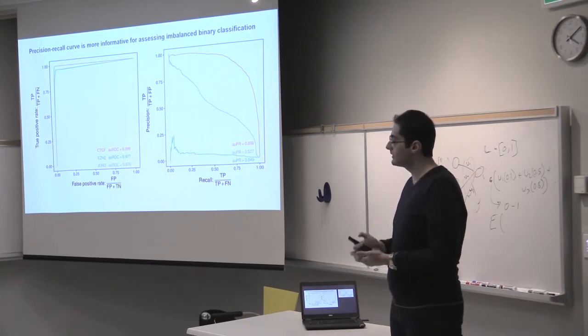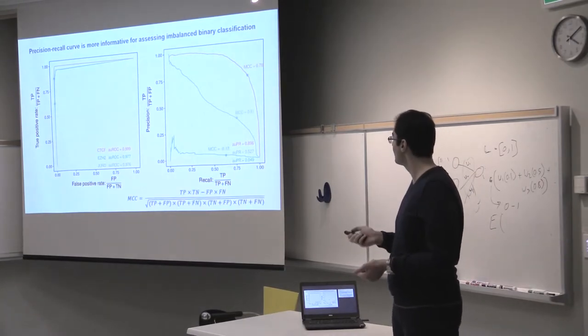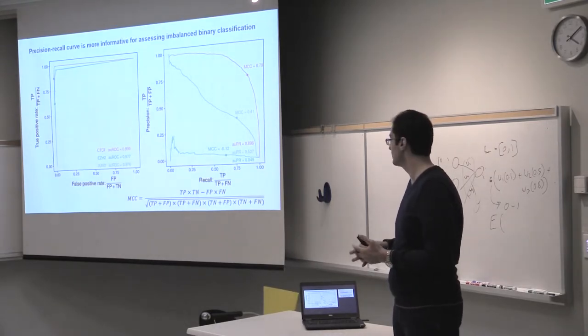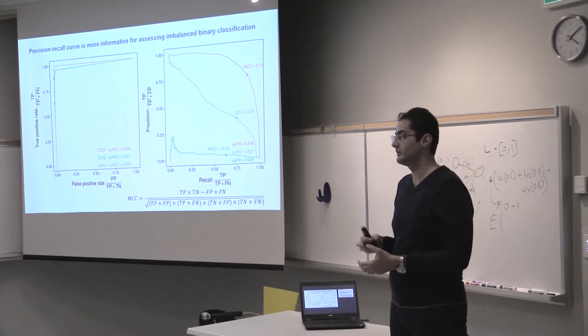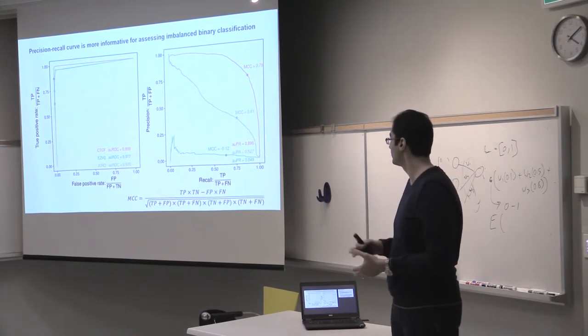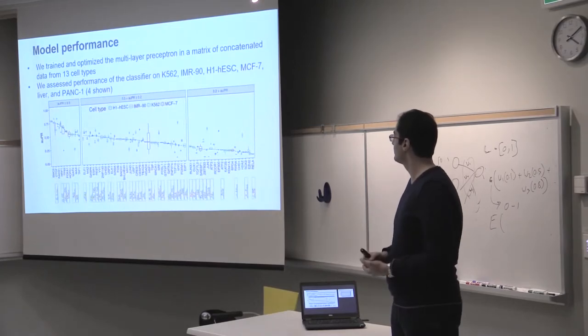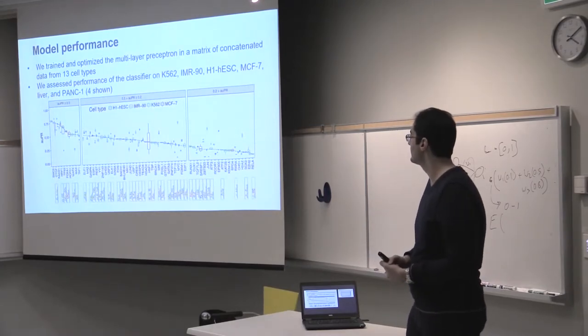In addition to threshold independent metrics, we use Matthews correlation coefficient, which is dependent on an actual threshold. And it's a very good metric for imbalanced data sets and can reflect the differences of classifiers. So at the end, we train on 13 training cell types.